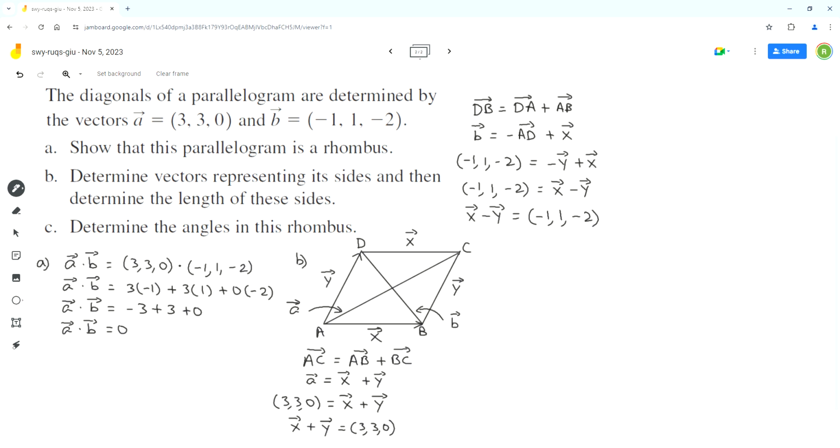So we have to use these two equations we got to find vectors X and Y. So now we can write them together.